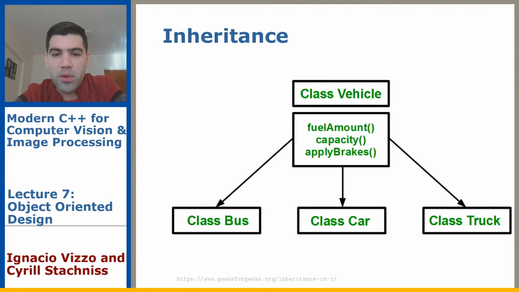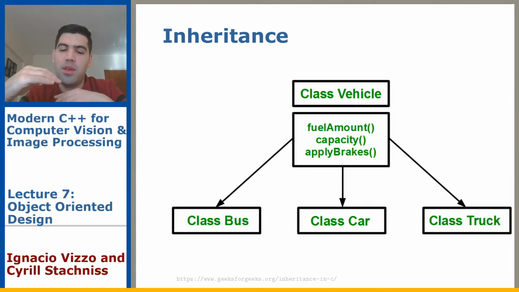One is going to be the fuel amount. The other one is going to be the capacity, like the number of seats that this particular vehicle has. And the other one is apply brakes. These are all fake examples, for the sake of trying to explain the concepts. Then we are going to have 3 other classes that derive from this vehicle class, and each class will implement this functionality in a different way. But now we have some sort of relationship between these objects, because we know for sure that at least they all stick to the same interface.